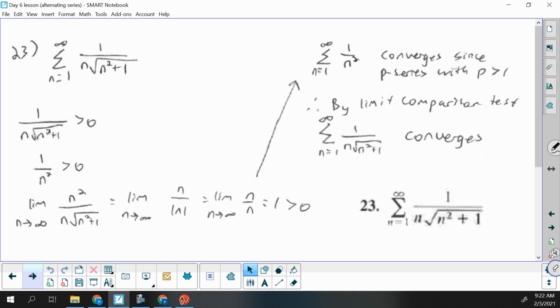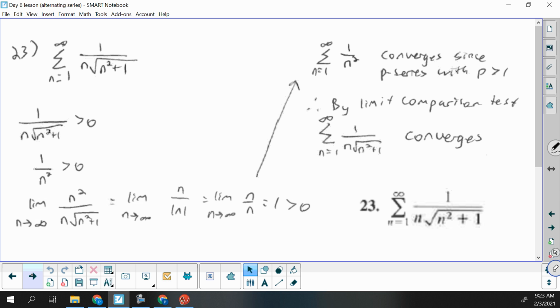In 23, we can think of the square root of the n squared part being like an n. Times n is n squared, so our gap is 2. So we'll use 1 over n squared as our nice series. Both those are greater than 0. Our limit as n goes to infinity when we divide them will be the same as if we had n over absolute value of n. And where that's coming from is you can divide one of the n's out. So then you have n over your square root.